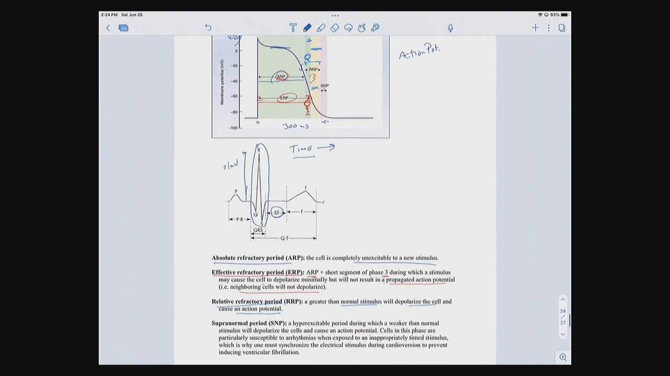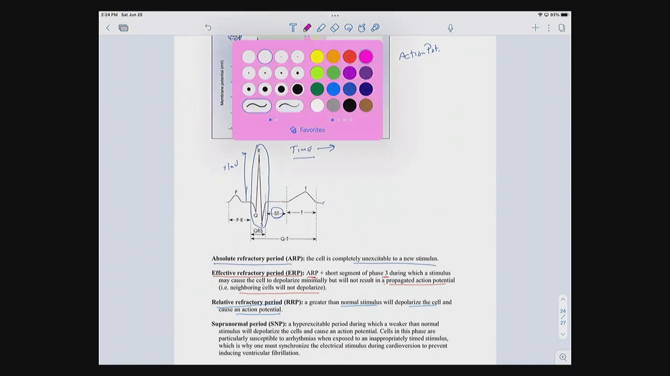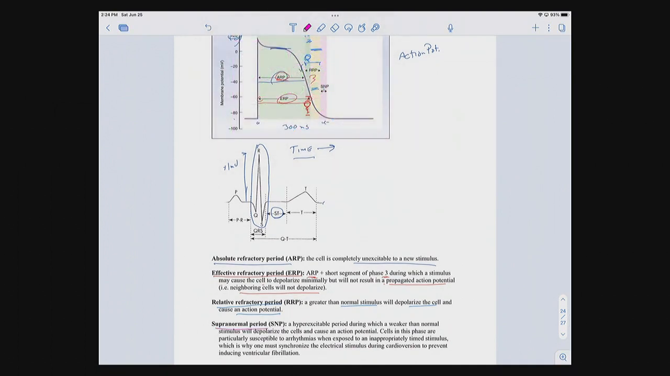And then finally, we have a supranormal period, SNP, and that's going to be this area here. And this is a hyperexcitable period in which a weaker than normal stimulus will depolarize the cells and could cause an action potential and also a chain reaction with the next adjacent cells as well.